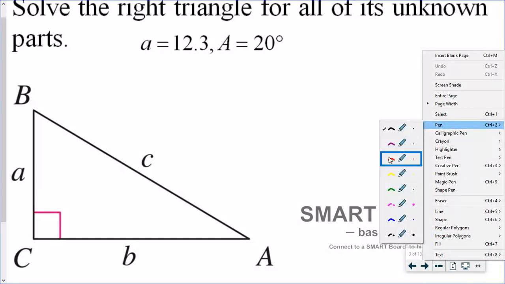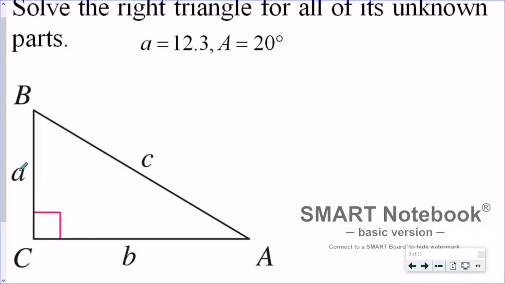Okay, so let's go ahead and work on this triangle. We know that this side is 12.3, and we know that angle A is 20 degrees. To solve the right triangle means we have to find all of its unknown parts, all of the missing parts. So we need to find angle B, side b, and side c. There are always multiple ways in which we can do this. One of them is going to be very easy. What is the very easy thing to find in this triangle? Angle B, yes.